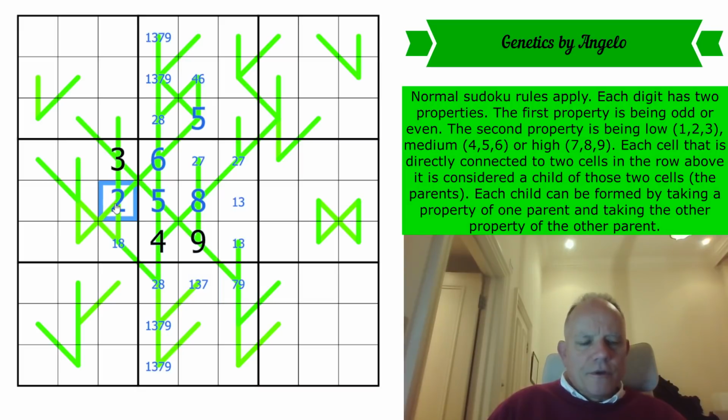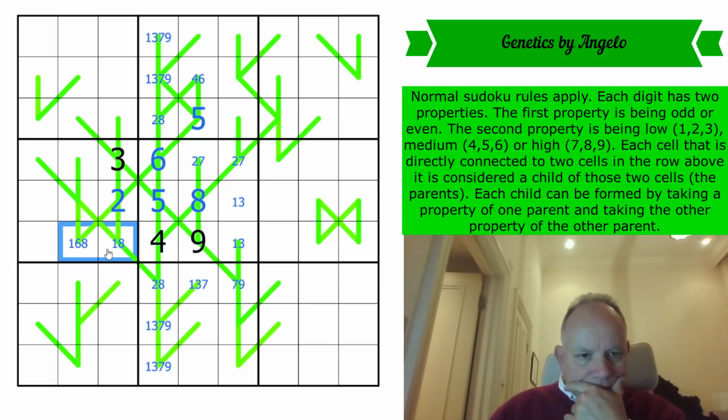Okay, 2 has given birth to either a 1 or an 8 here. Now if this is a 1, this is even and is 6 or 8. If this is an 8, this is low and has to be 1 because 2 and 3 have been used up in the box. So what's this going to be, which is also a parent of the 2 digits here?